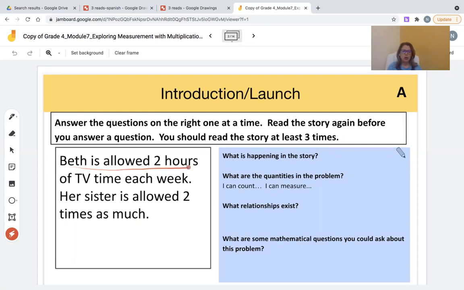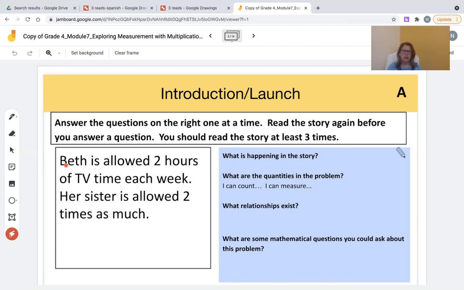Beth is allowed 2 hours of TV each week. Her sister is allowed 2 times as much. What is happening in the story? You may use the pen or the text box and write your response here. Think about story elements. Who is in the story? What is in the story? And what is happening? You may press pause and press play when you are ready to continue.